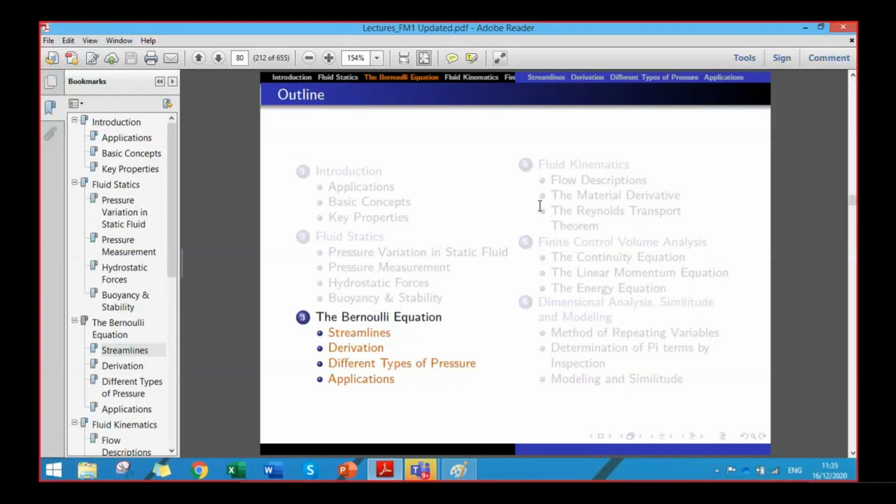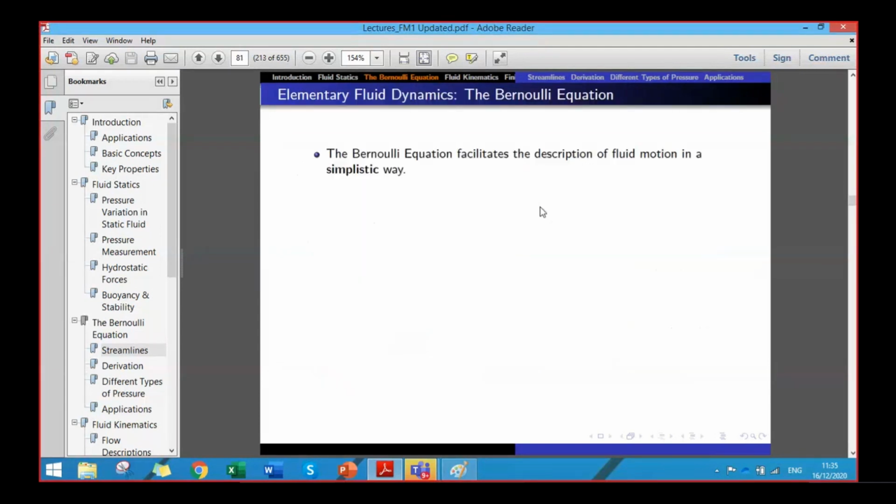And then we'll discuss different applications of the Bernoulli equation on different flow situations, different daily life applications, or the flow situations we encounter daily. So this is basically the outline of this chapter. Just a little bit of introduction: the Bernoulli equation is the most simplistic equation that can be used to describe a fluid in motion.